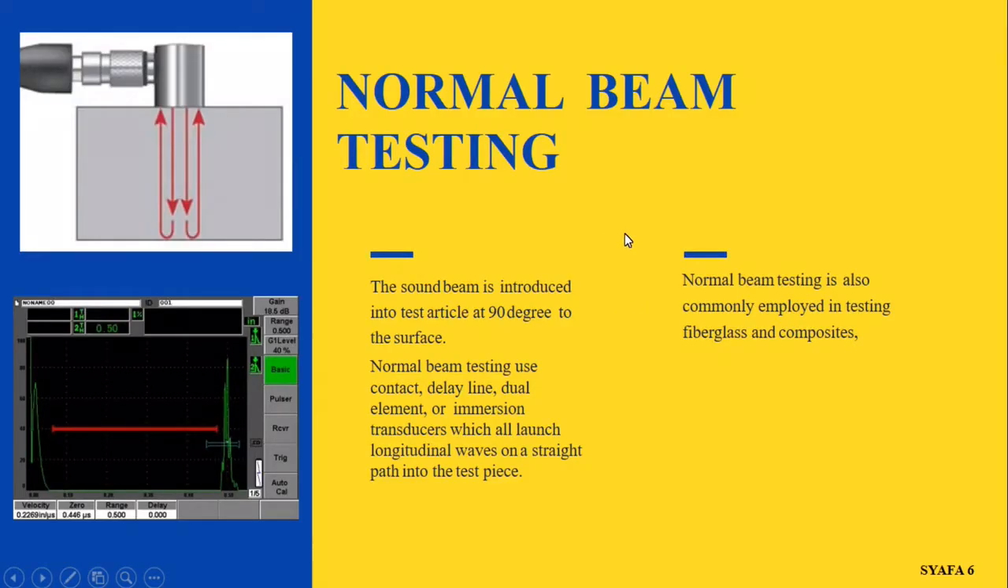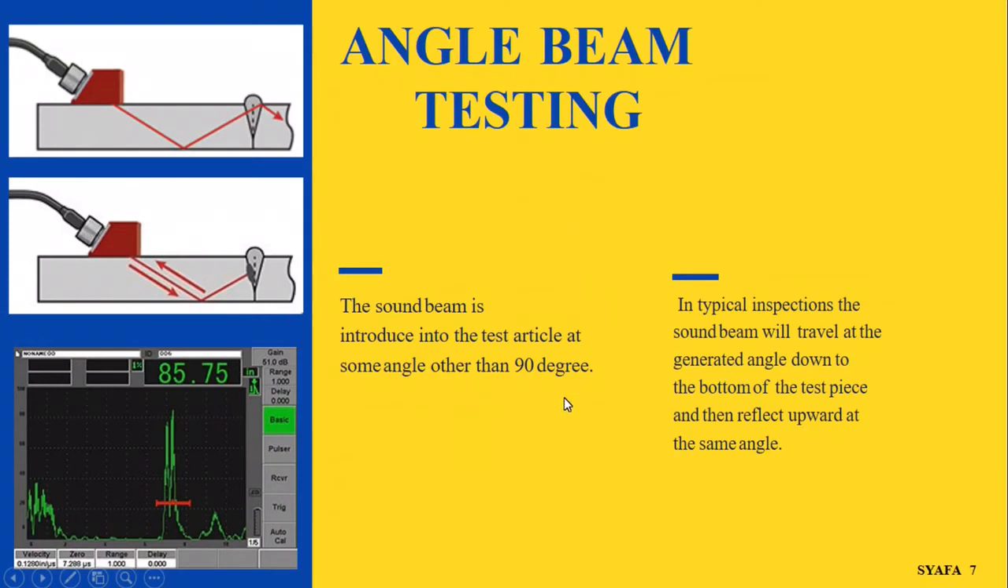In normal beam testing, the sound beam is introduced into the test article at 90 degrees to the surface. Normal beam testing is also commonly employed in testing fiberglass and composite. In angle beam testing, the sound beam is introduced into the test article at some angle under 90 degrees. In typical inspection, the sound beam will travel at the designated angle down to the bottom of the test piece and then be reflected upward at the same angle.